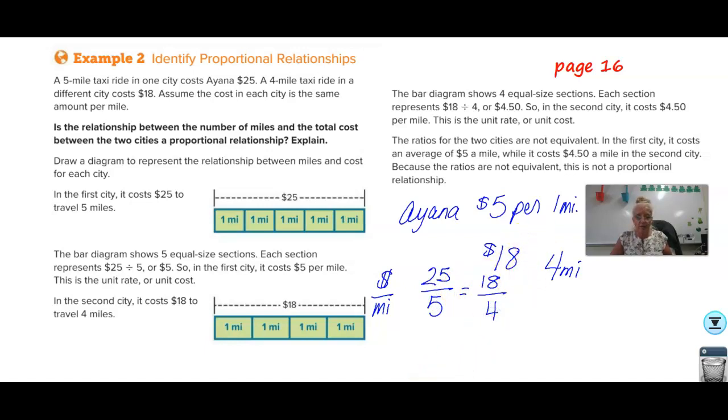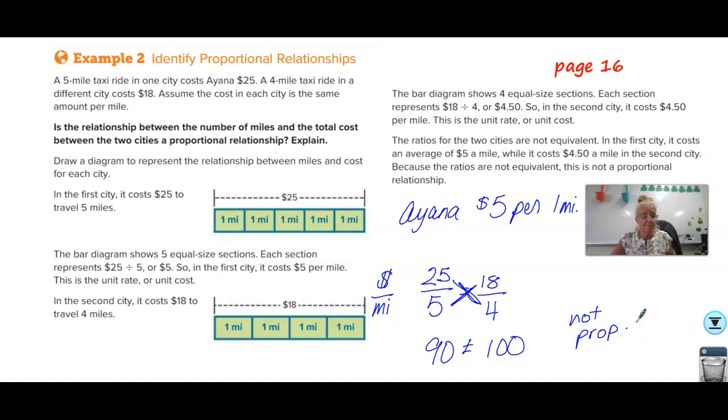Now let me get rid of some of this. Now what I want to do is cross multiply, okay? What is 25 times 4? Well, that's 100. What's 18 times 5? It's not 100, I'll tell you that. 18 times 5 is 90. So this is an example where we cross multiplied. We multiplied the numbers that are across from each other to see if they were equal. Because 90 does not equal 100, this is not proportional. Okay.